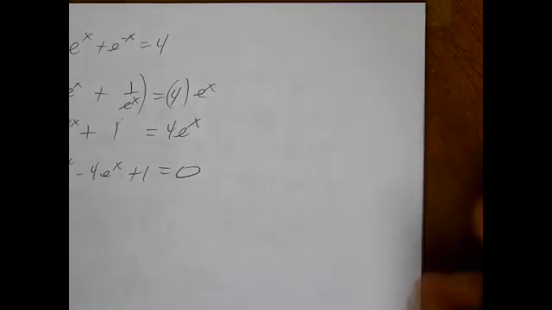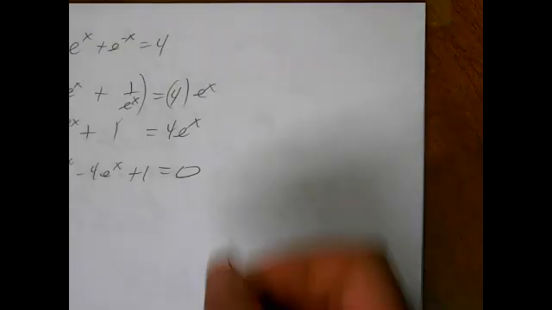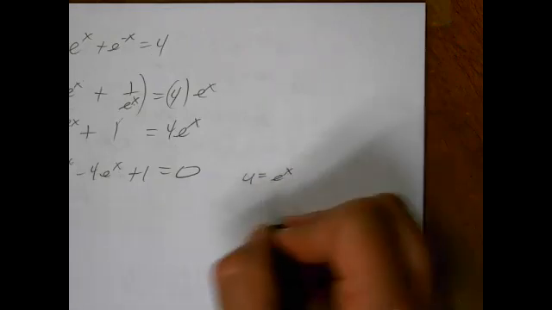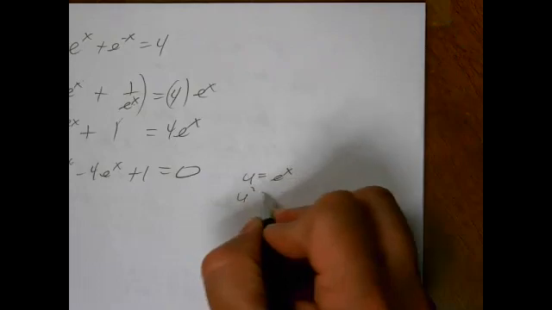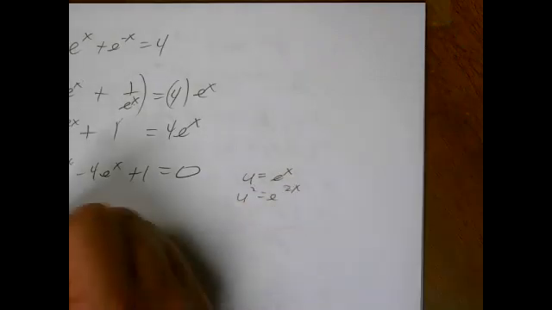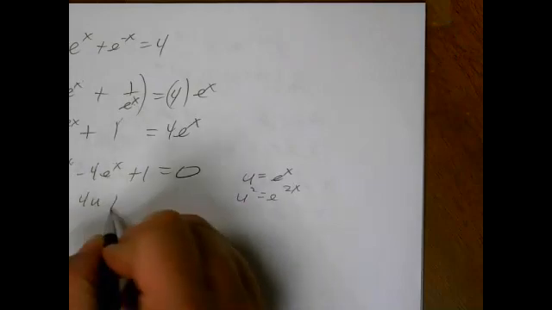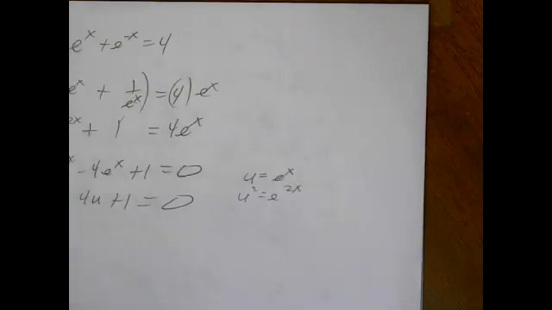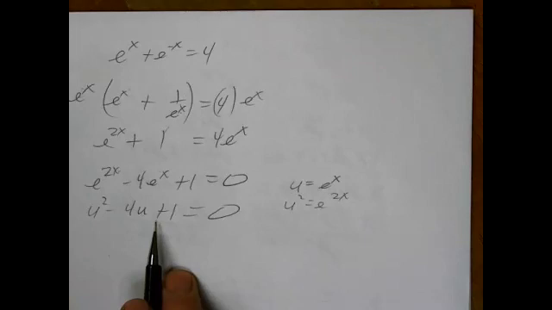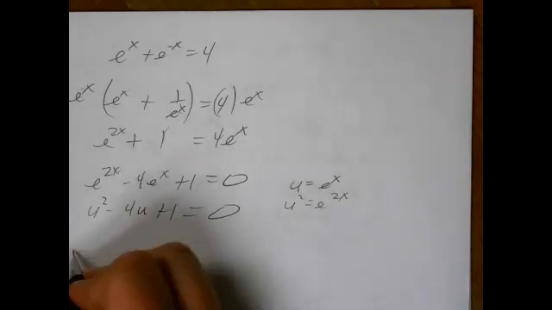So I'm going to make up a dummy variable, so maybe it'll be more noticeable. I'm going to let u equal e to the x. That way, u squared will be an e to the 2x. This equation then becomes u squared minus 4u plus 1 equals 0. So now maybe you see that this thing is quadratic in its nature. So what I can do, since this won't factor, I wish it would, but since it won't factor, I'm going to use the quadratic formula.